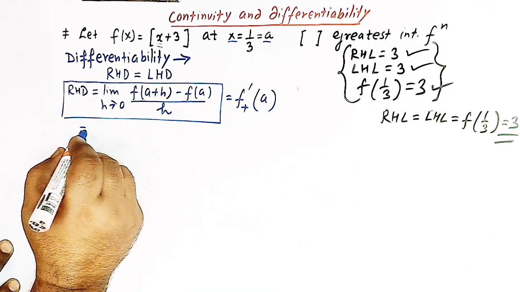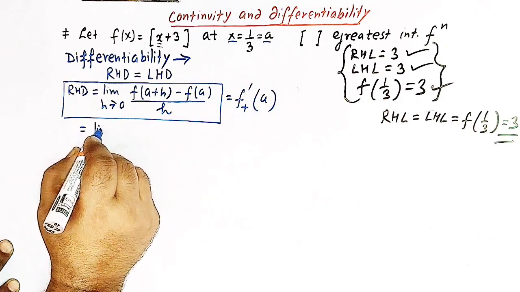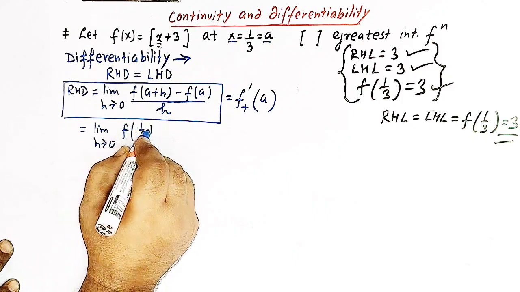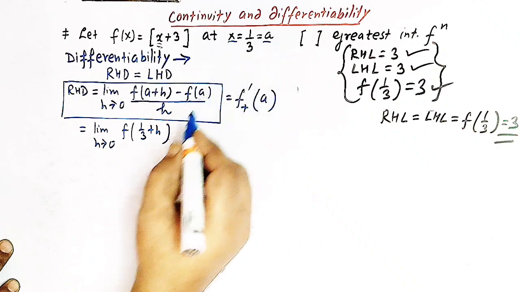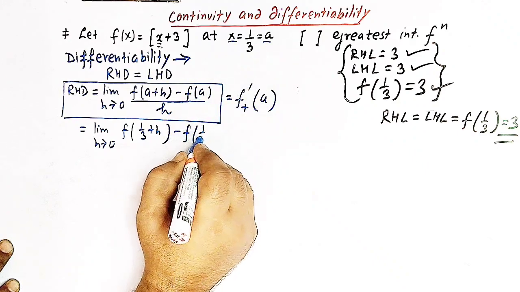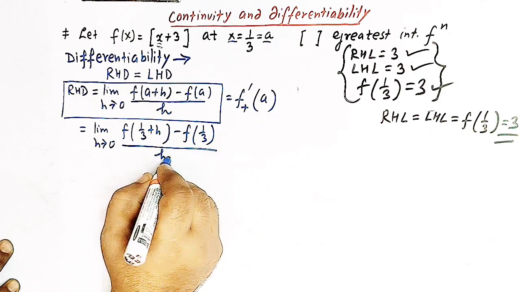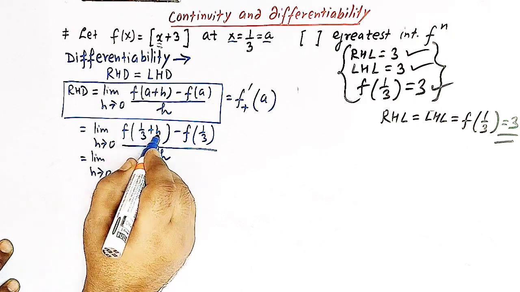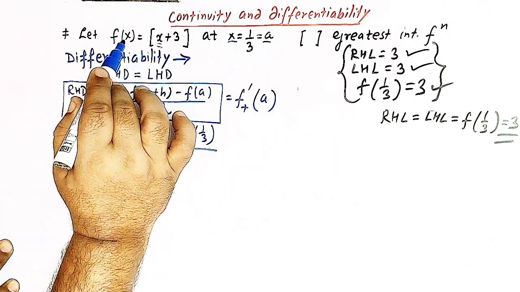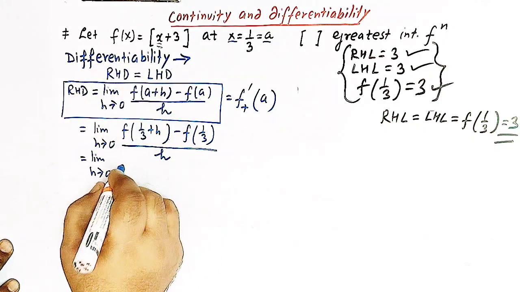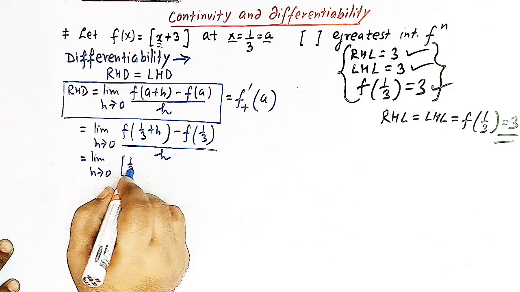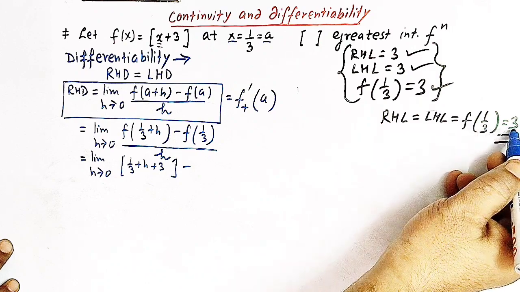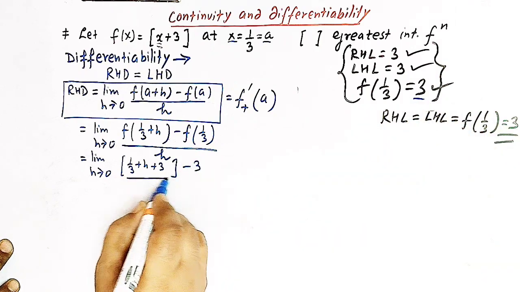So now the right hand derivative is given by the limit h tends to 0. We have f of 1 over 3 plus h, because a is 1 over 3, then we have f of 1 over 3, right? And here we have h. So now we have limit h tends to 0, f of 1 over 3 plus h can be obtained by replacing x by 1 over 3 plus h. So we have greatest integer of 1 over 3 plus h plus 3, and we have here f of 1 over 3 is equal to 3, and here we have h.